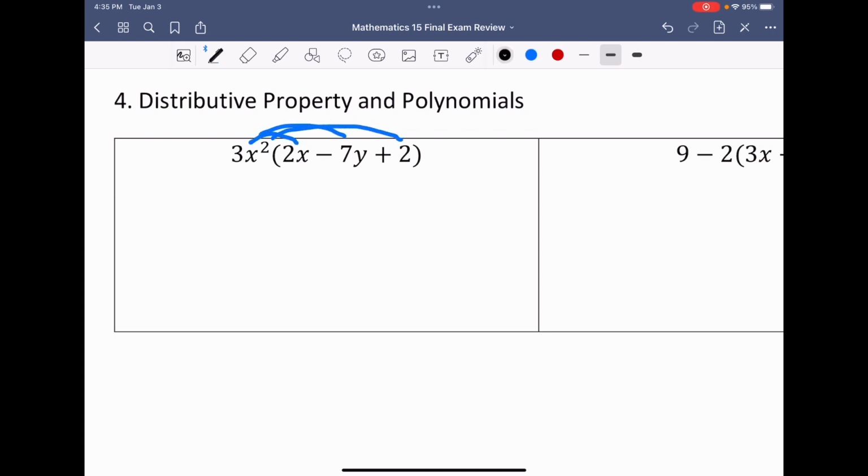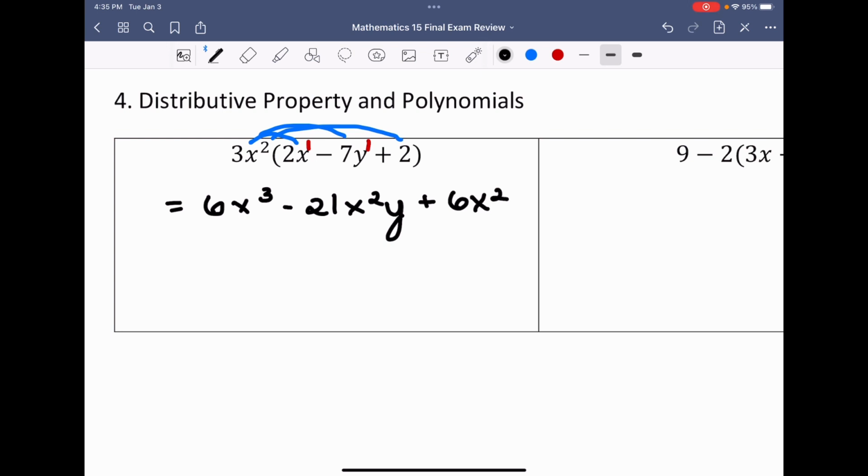This is going to be equal to 3 times 2 is simply 6. X squared times x1. Remember, anything without a power on it, we can just write in 1. X squared times x1 is x cubed because we know by product rule, we add their exponents together. Common base, different exponents, we add them together. Now, my next term, 3 times negative 7 is negative 21. X squared times y is going to be x squared times y. We can't combine those. They're just going to be multiplied together as a product. Finally, 3x squared times 2, that's going to be 3 times 2, which is 6, x squared.